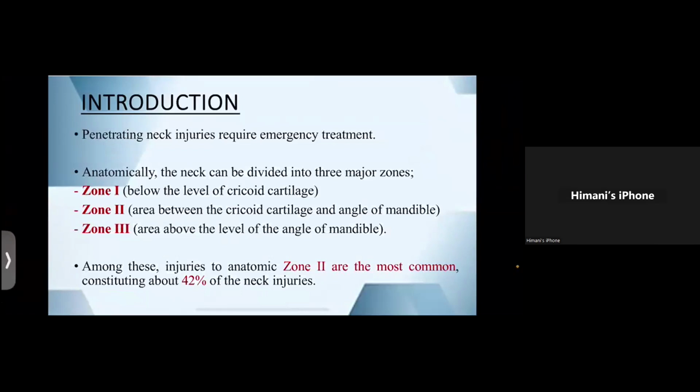So to start with the introduction, penetrating neck injuries require emergency treatment. Anatomically, the neck can be divided into three major zones. Zone one is below the level of cricoid cartilage. Zone two is the area between cricoid cartilage and the angle of mandible. And zone three includes the area above the level of the angle of mandible. Among these, injuries to anatomic zone two are the most common, constituting about 42% of neck injuries.